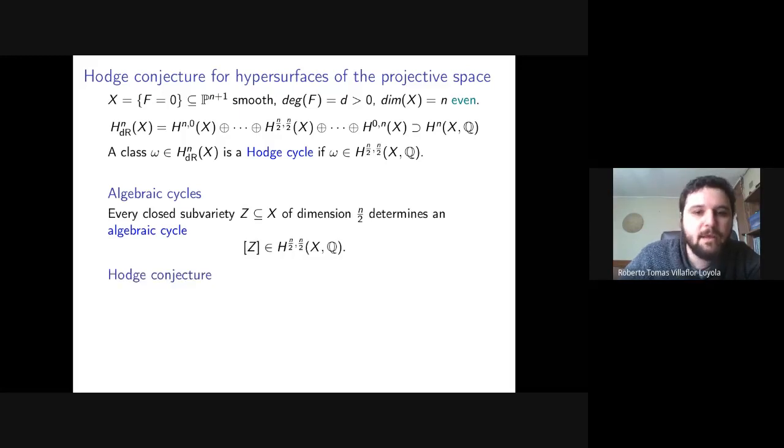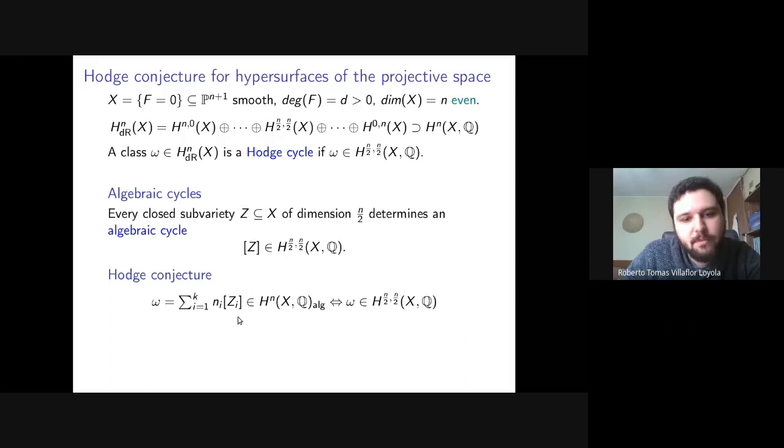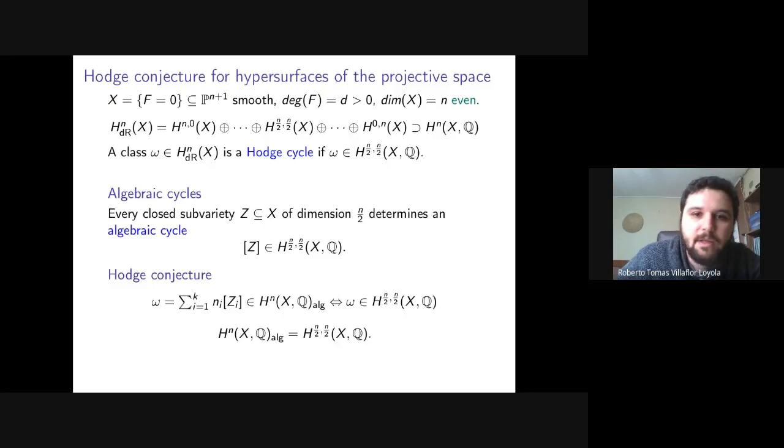And what the Hodge conjecture claims is the converse, right? That all Hodge cycles are algebraic cycles in this sense. So a class is algebraic, meaning that it is a rational combination of classes of algebraic cycles, if and only if it is Hodge, right? So it can be expressed in this form. This is the Hodge conjecture. So this is the conjecture we are interested in. This is an extremely important conjecture.